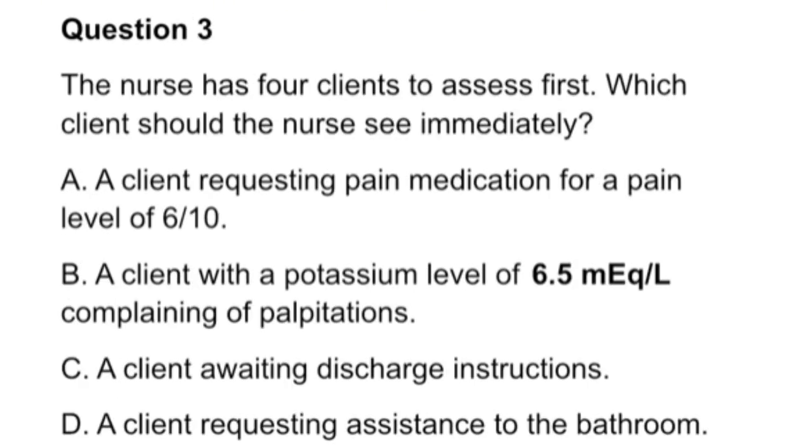Question 3. The nurse has 4 clients to assess first. Which client should the nurse see immediately? A. A client requesting pain medication for a pain level of 6. B. A client with a potassium level of 6.5 milliequivalents/L complaining of palpitations. C. A client awaiting discharge instructions. D. A client requesting assistance to the bathroom.